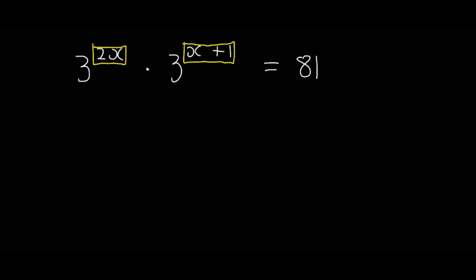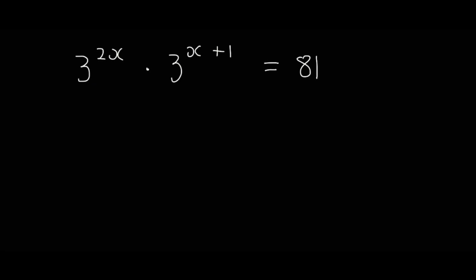And now let's say we have 3 to the exponent 2x times 3 to the exponent x plus 1, and then let's say is equal to 81. Now you will notice something: you can see that our variables are in exponents on different numbers, because you can see one is here and the other is here. So another thing to realize is that these numbers are separated by multiplication, not separated by plus or minus. So they are separated by multiplication.